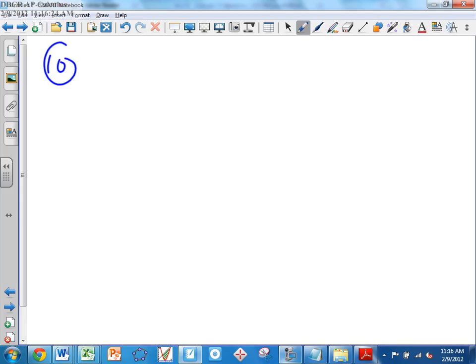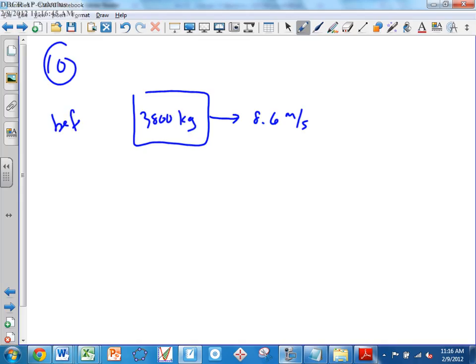A 3,800 kg open railroad car coasts along with a constant speed of 8.6 meters per second on a level track. Snow begins to fall vertically and collects in the car at 6.5 kg per minute. Ignoring friction with the track, what is the speed of the car after 90 minutes?